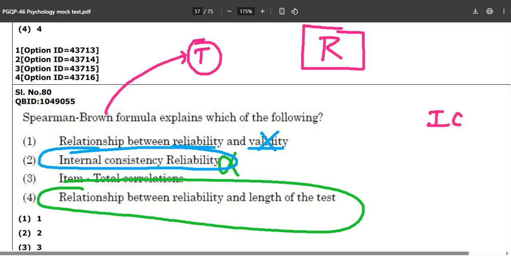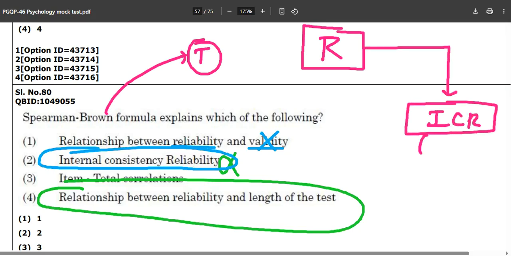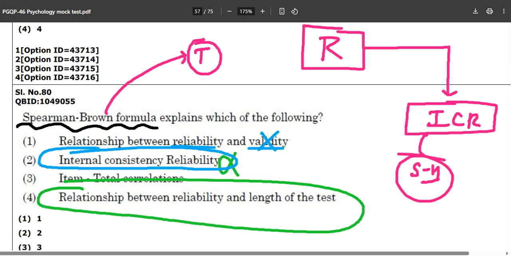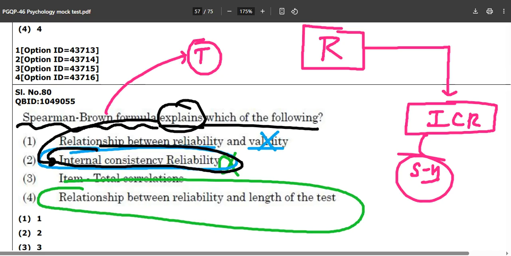ICR. Under the main heading of reliability comes ICR, and under this ICR it will come as the split half reliability. But why is this incorrect? Because the Spearman-Brown formula explains which of the following, but it does not explain internal consistency reliability. Though split half comes under this ICR.